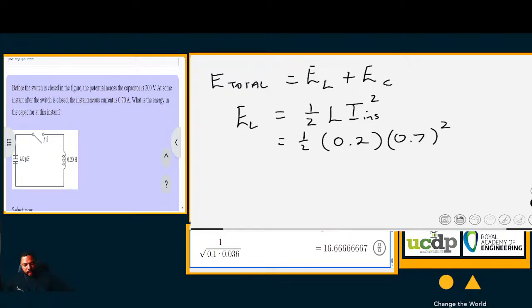And that, ladies and gentlemen, should give you an answer of, and I'm going to write it in joules first, 0.049 joules. Or if you write it in millijoules like we did with the other one, it is just 49 millijoules. Okay, so now we have the energy that is from the inductor. So you have learned two formulas so far. Okay, how to calculate total energy and how to calculate the energy from an inductor.